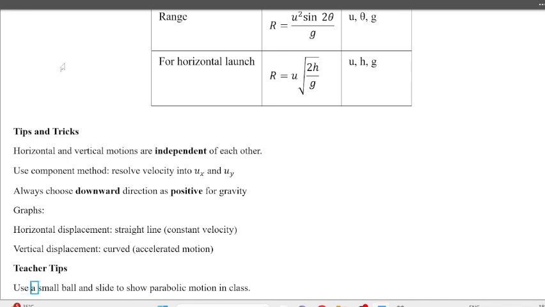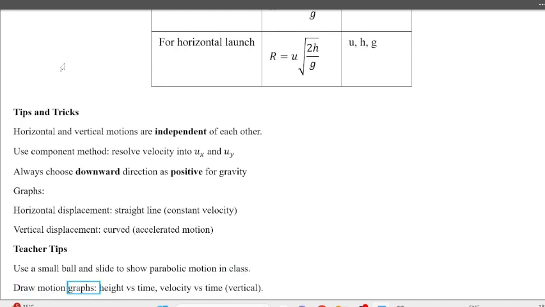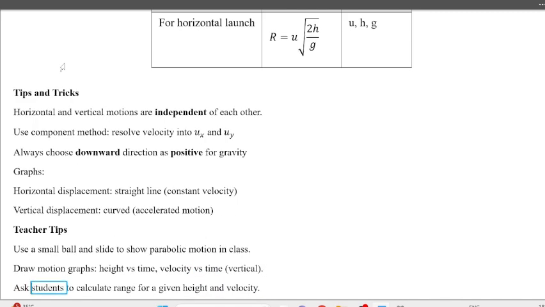Teacher tips: use a small ball and slide to show parabolic motion in class. Draw motion graphs, height versus time, velocity versus time, vertical. Ask students to calculate range for a given height and velocity.